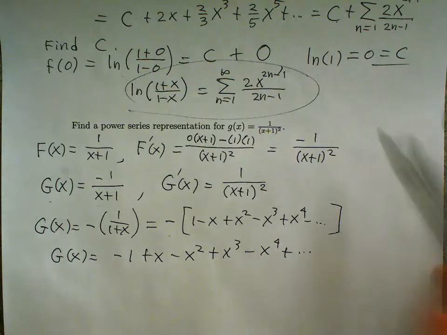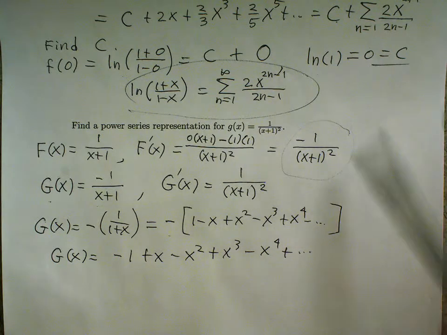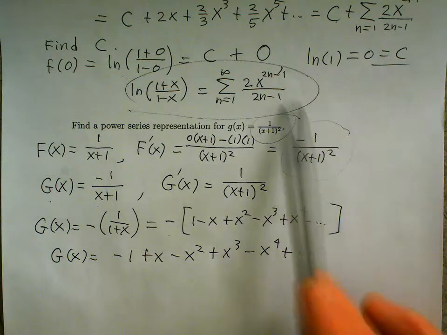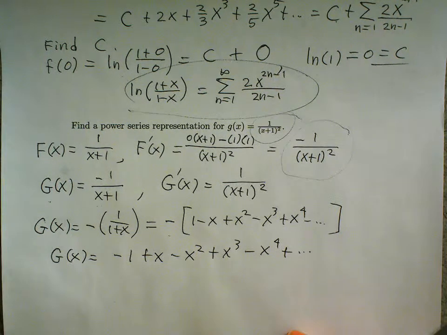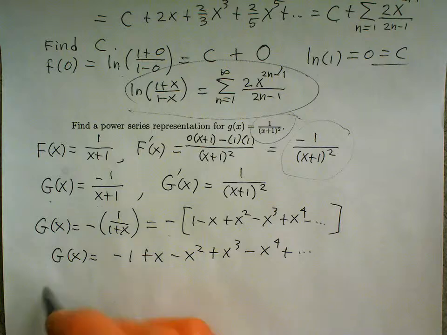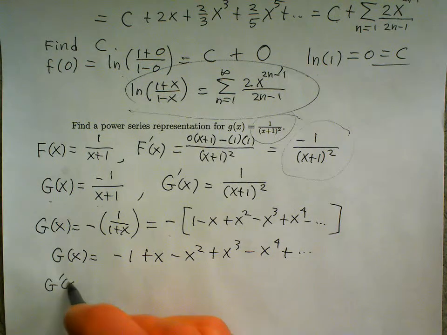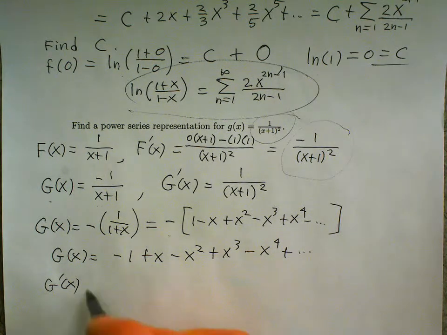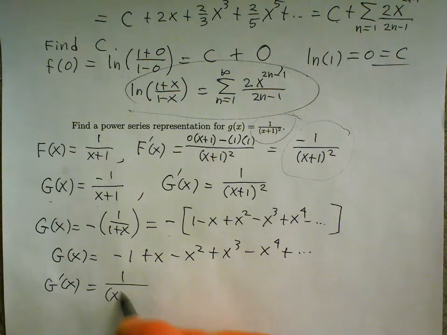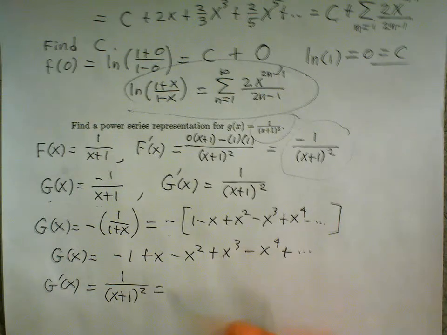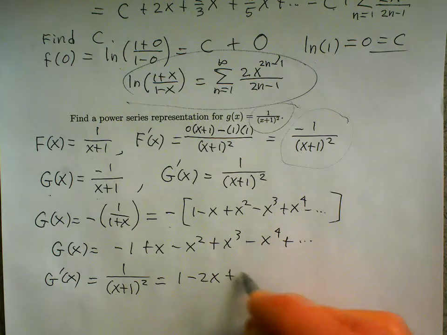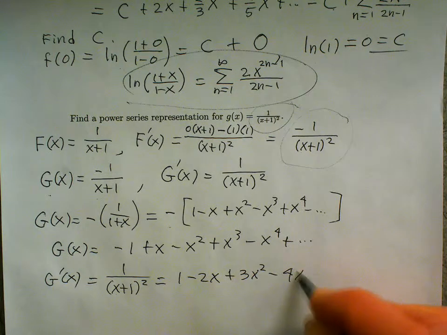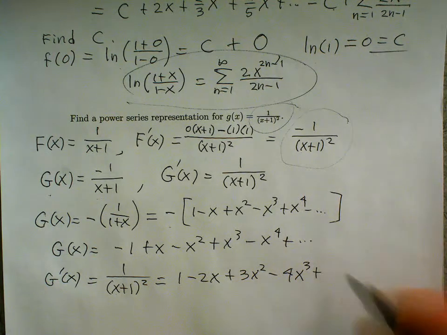And then to get the power series for 1 over x plus 1 squared, we just take the derivative of capital G. So the derivative of G, which is 1 over x plus 1 squared, we're going to get 1 minus 2x plus 3x squared minus 4x to the third, and so on.